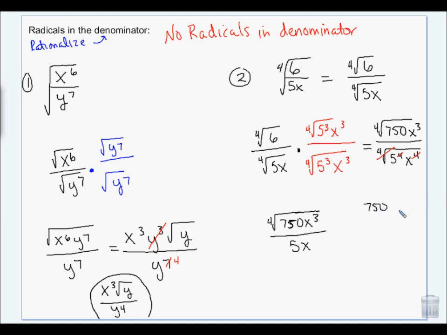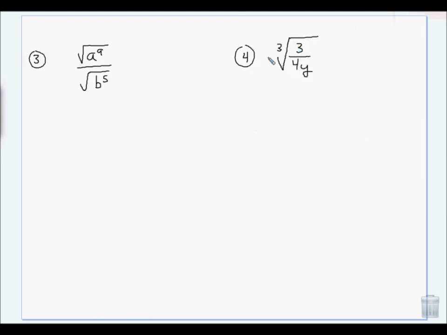And 750, I already know, actually is not going to have any fourth root. And here's why. Because I have 3 5s and then a 6, which is a 2 and a 3. So I don't have 4 of anything. Does that make sense? So I'm done. I don't have to simplify it any further. A couple more. So here I have the square root of b to the 5th.